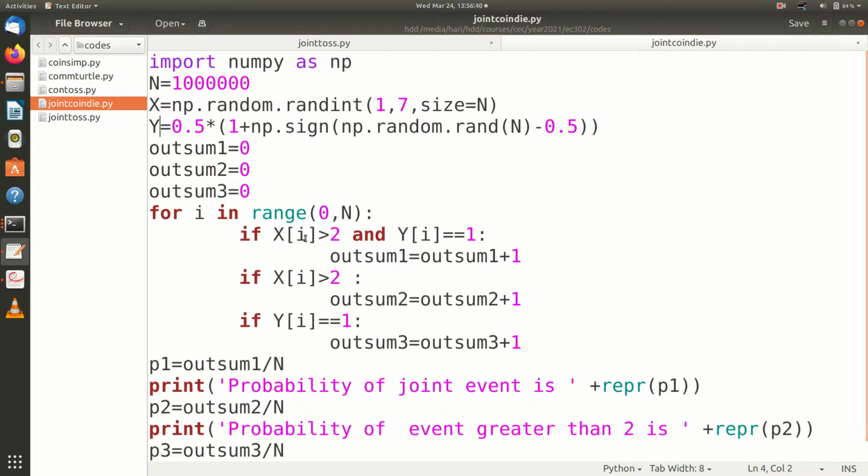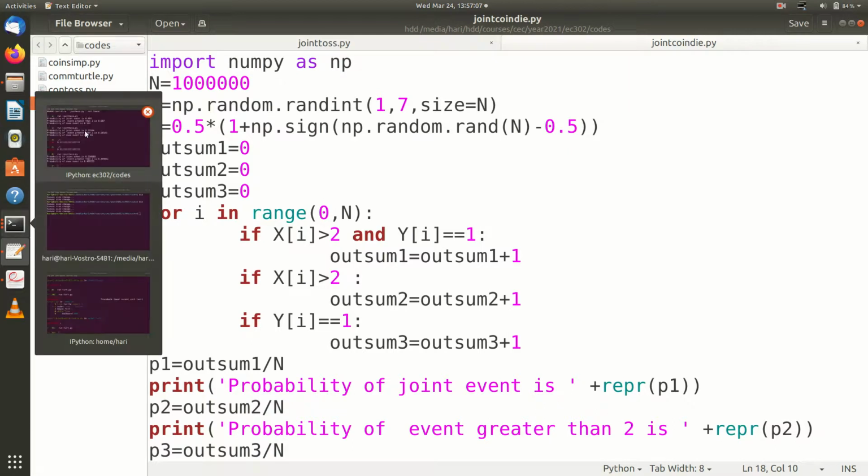And here I have to check the marginal probability of the die showing greater than 2. So I say outsum 2: if this is greater than 2, outsum 2 is outsum 2 plus 1. And if yi equal to 1, how many heads are there? That is outsum 3 equal to outsum 3 plus 1. Then I compute these probabilities by dividing by n. Then I print out these probabilities, and let us run this code.